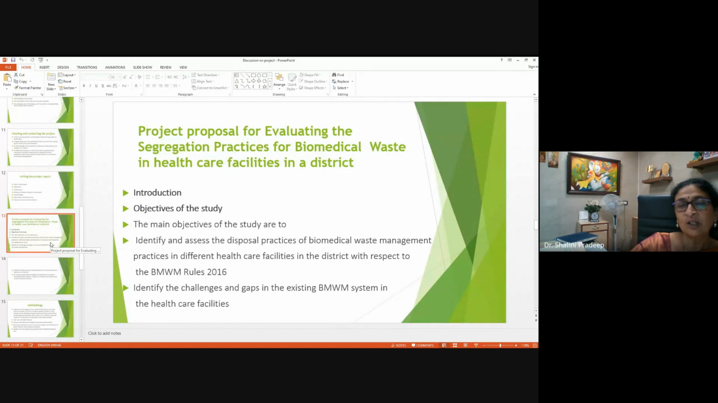So you'll have to put it this way: introduction to this, and the objectives of your study. The main objectives of the study are to identify and assess the disposal practices of biomedical waste management in different healthcare facilities in the district with respect to the Biomedical Waste Management Rules 2016.